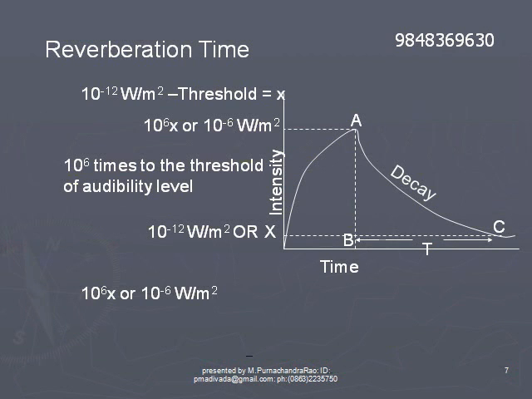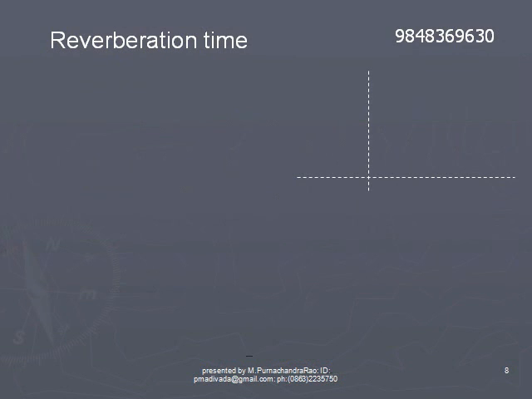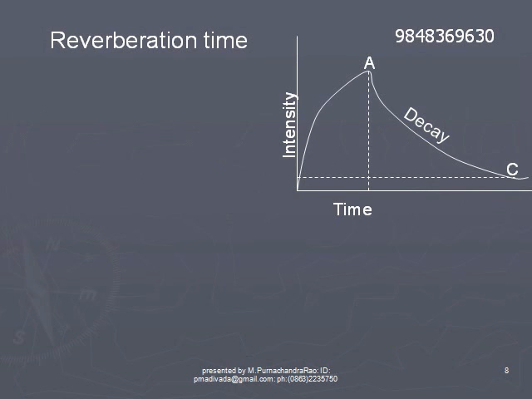So A is this 10 to the power of 6 times the threshold of audibility. From that intensity, C is the threshold of audibility. So the time taken for the intensity to fall from A to C is capital T. In the figure, BC is indicated with the time capital T. So the time of fall from A to C is known as reverberation time. For studying reverberation, we use the concept known as reverberation time. We define reverberation time to study the effect of reverberation.